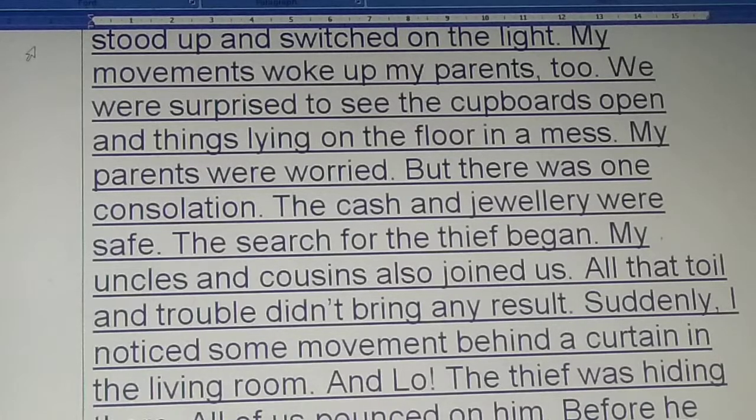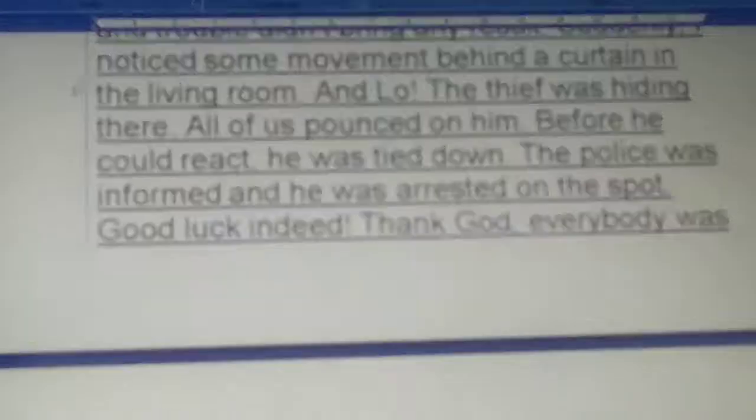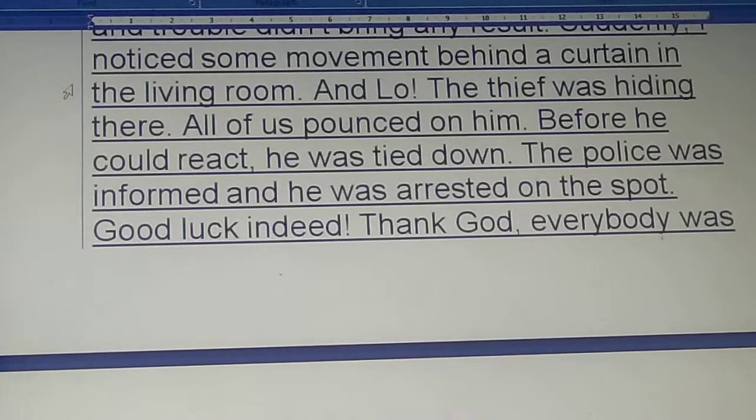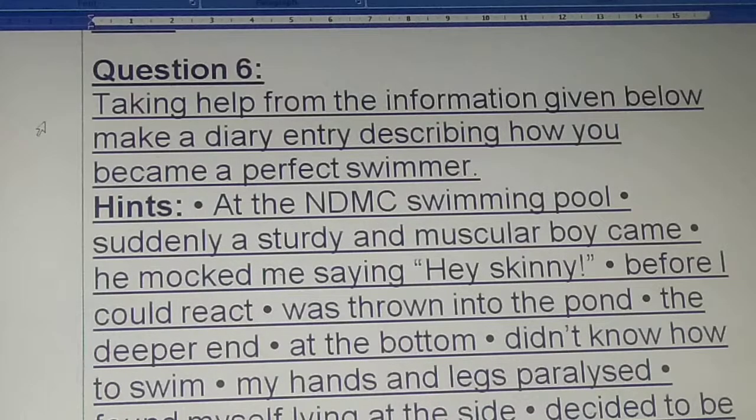suddenly I noticed movement. And lo, the thief was hiding there behind the curtain. All of us pounced on him, means jumped on him. Before he could react, he was tied down. The police was informed. He was arrested. Good luck indeed. Thank God everybody was safe and sound. There was no loss except for a few hours of sweet sleep. Read the next question, children.